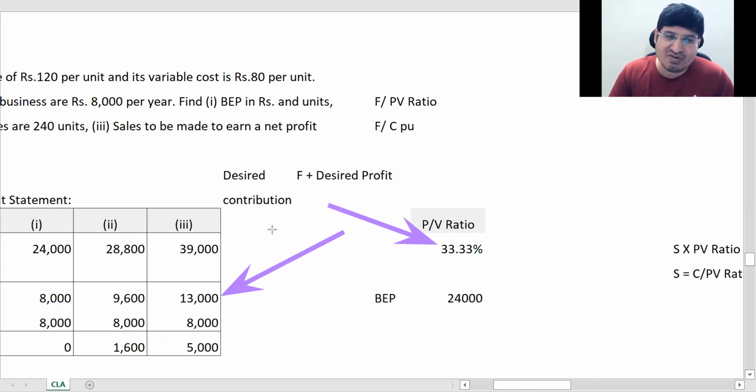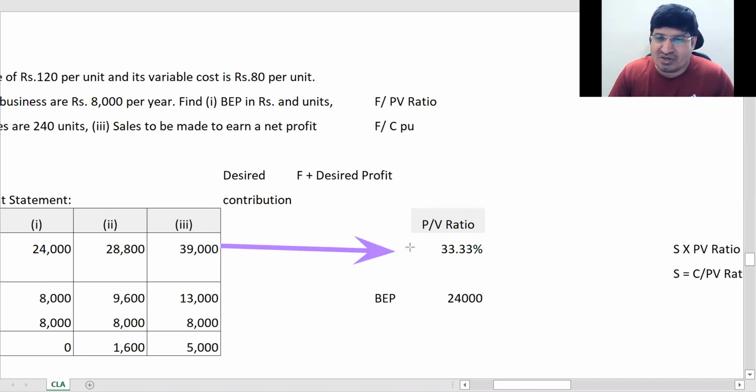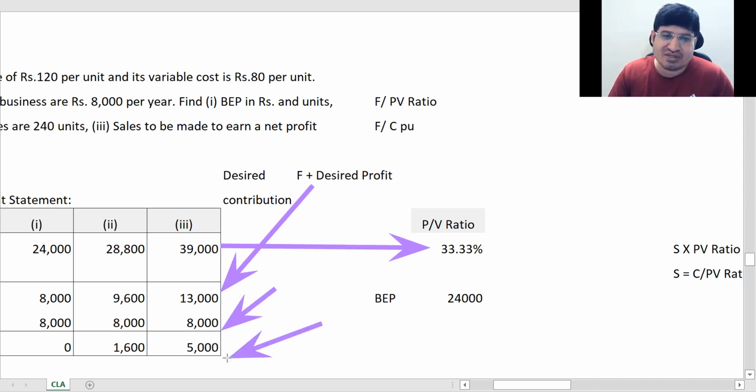If you do this, you will get your sales to be made. Now if you want to test it, this has come to 39000. Okay, you want to test it, multiply 39000 into PV ratio, you will get contribution. Subtract 8000 from this and you will get profit. Okay, that means it is correct.